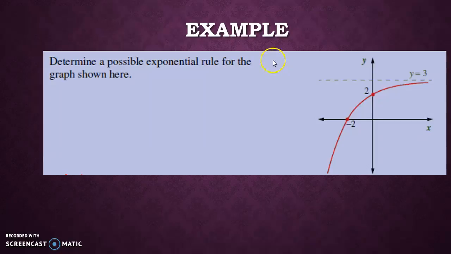So if we look at an example, determine a possible exponential rule for the graph shown here. From the graph we can see we've got a horizontal asymptote. Aside from telling us it's exponential, we know it's an exponential equation because we have a horizontal asymptote at y equals 3. We've got a y-intercept at 2 and an x-intercept at -2. We're going to use these 3 values to come up with values for a, b, and c, and as a result come up with our model for this graph.